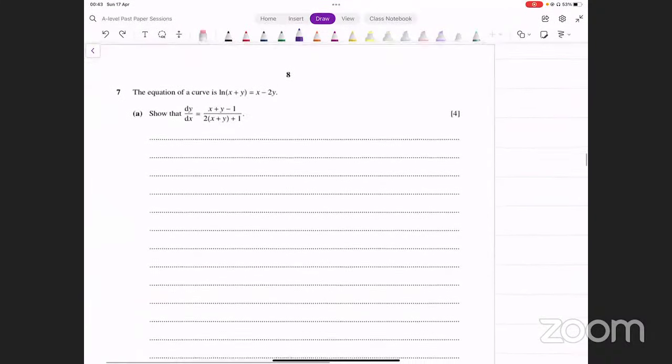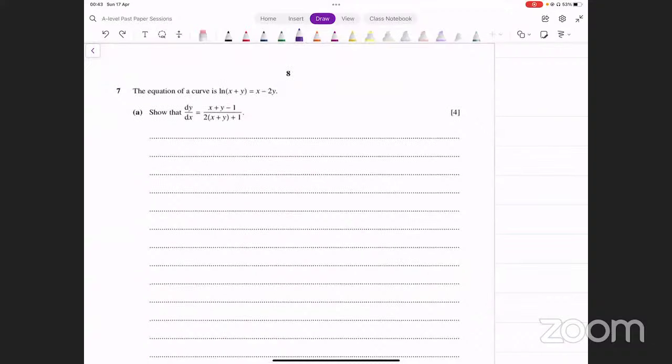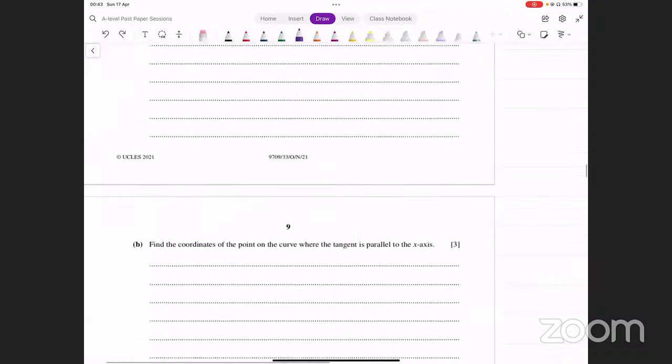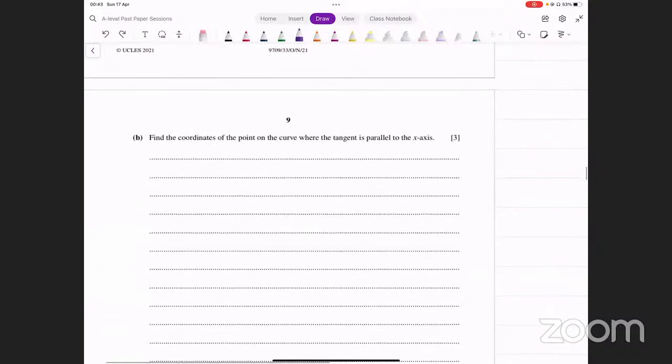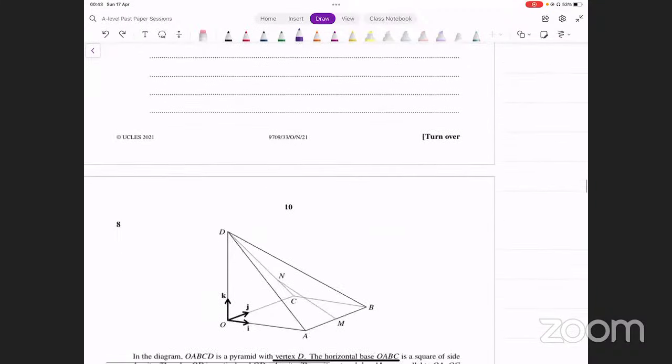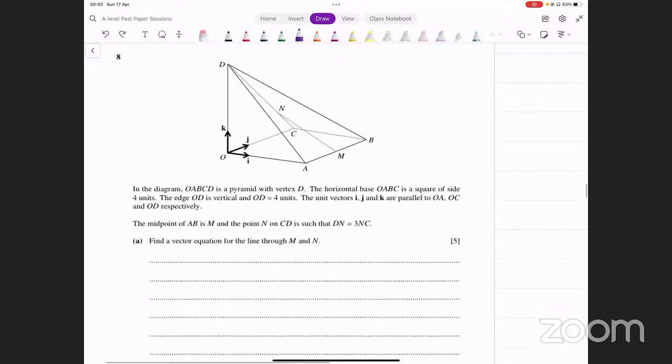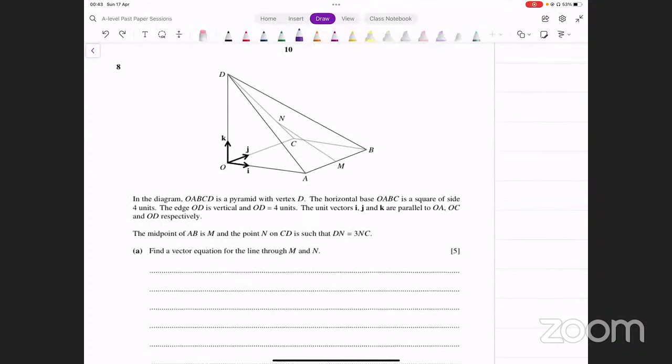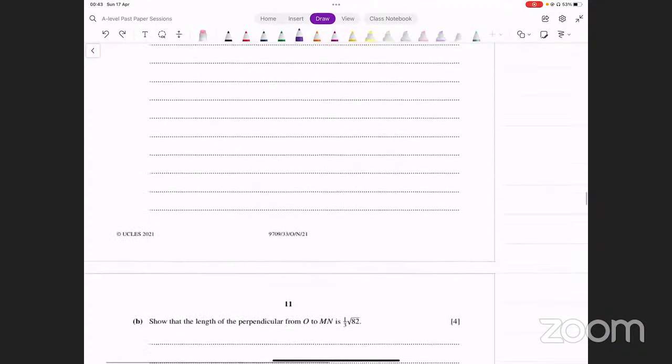Your next question number 7. इसमें आपको implicit differentiation use करनी है. You can find this derivative. Next part में tangent parallel to x-axis. Derivative को 0 से equate कर लें. Simultaneously solve कर लें first part के साथ. Vector equation निकालनी है. Direction आ जाएगी. एक point होगा. Equation आ जाएगी.